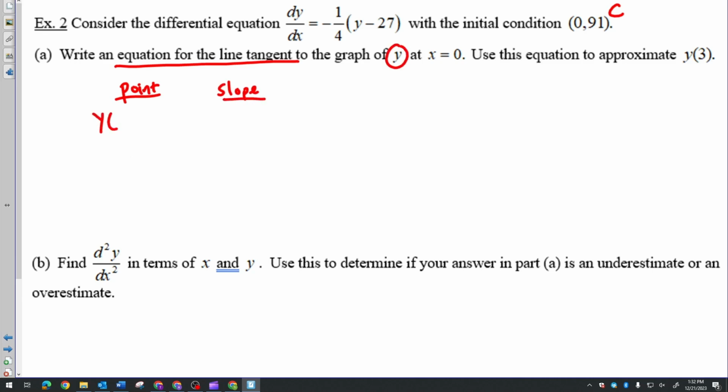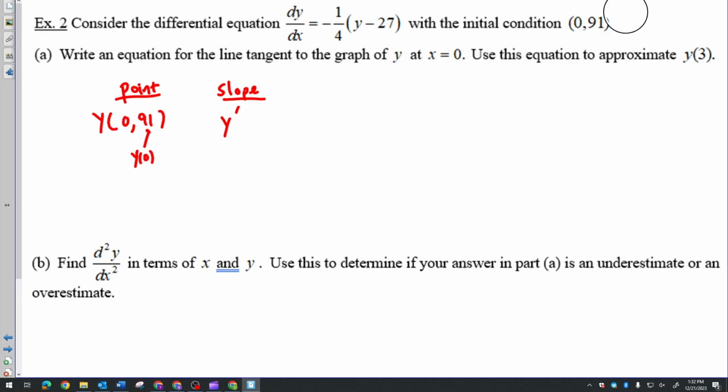I want the equation of the tangent line for the graph of y. So I'm going to put y here so I don't get confused. That means this is y prime. I just want the equation of the tangent line to the graph of y at x equals 0. So this will be 0, comma, y at 0, whatever this is. Do I know what that is? What is the y value when t is 0? It's 91. That's given to me right up here.